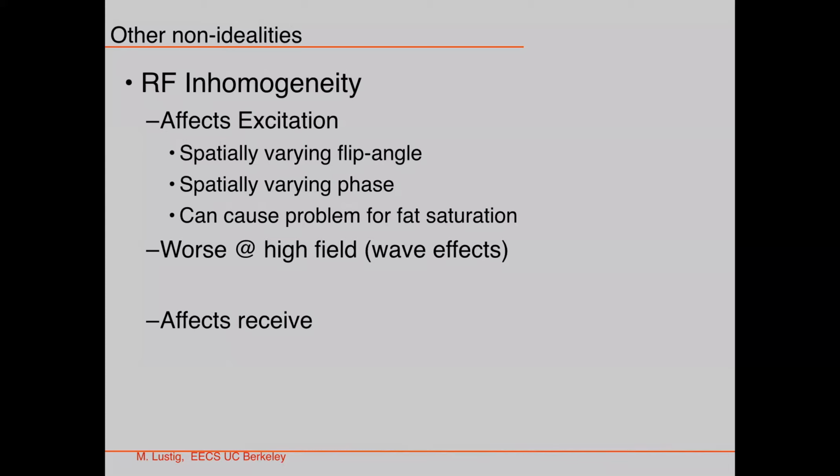So that has a few consequences. First of all, it would affect your excitation. So let's say you want to do a 90, 180, right? When you excite 90, you would get 90 in a lot of places within the volume, but some parts of the volume will have 100 and some parts will have 80. Okay, so it doesn't have to actually be a 90. So that can cause varying flip angle in the volume.